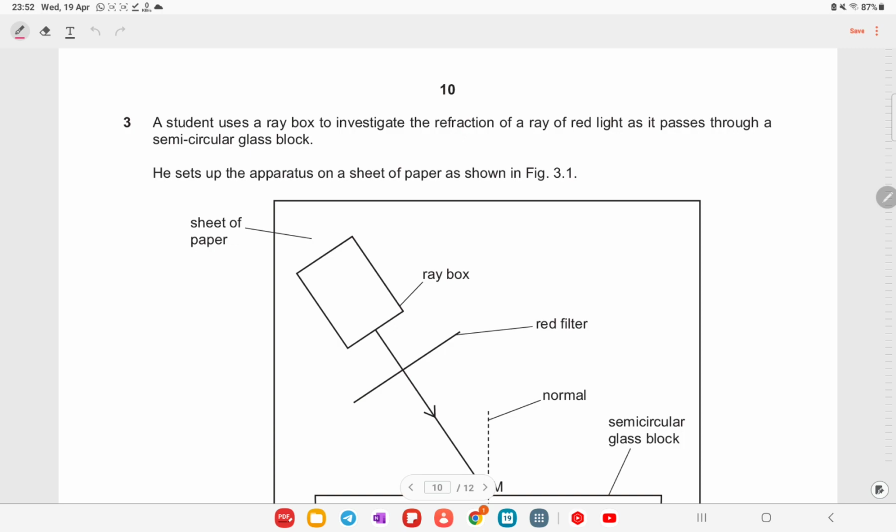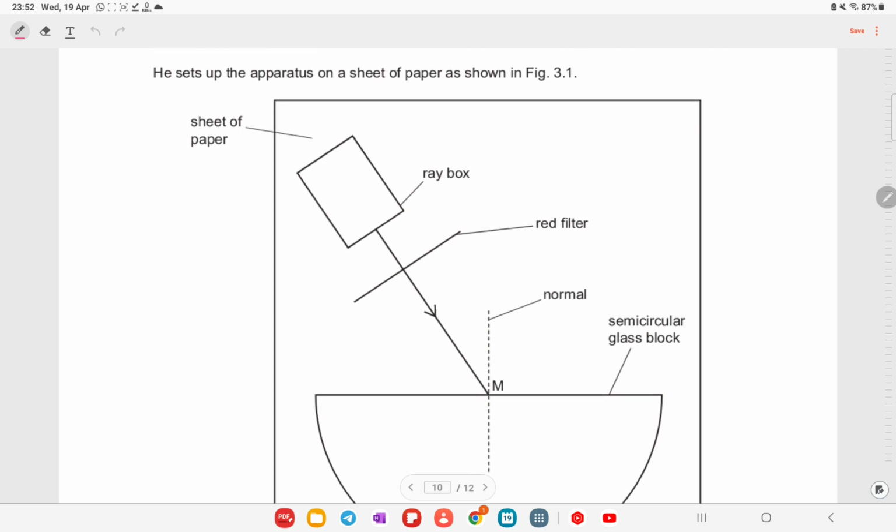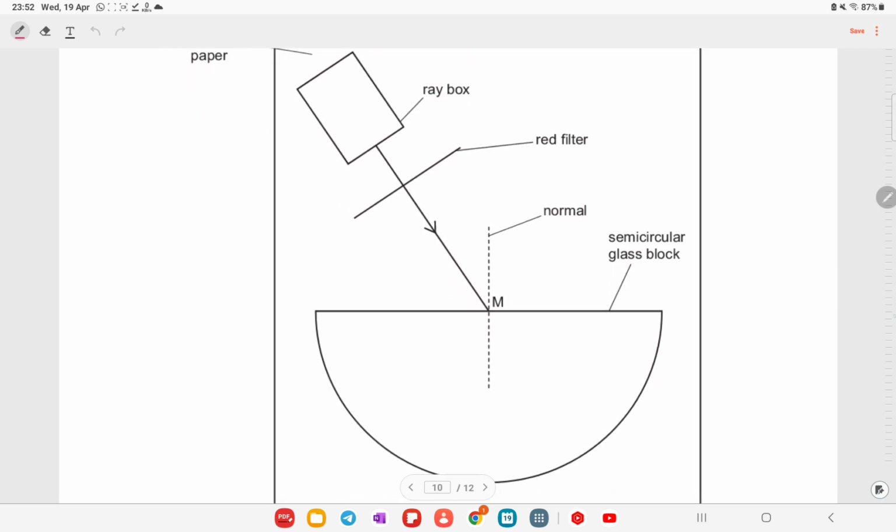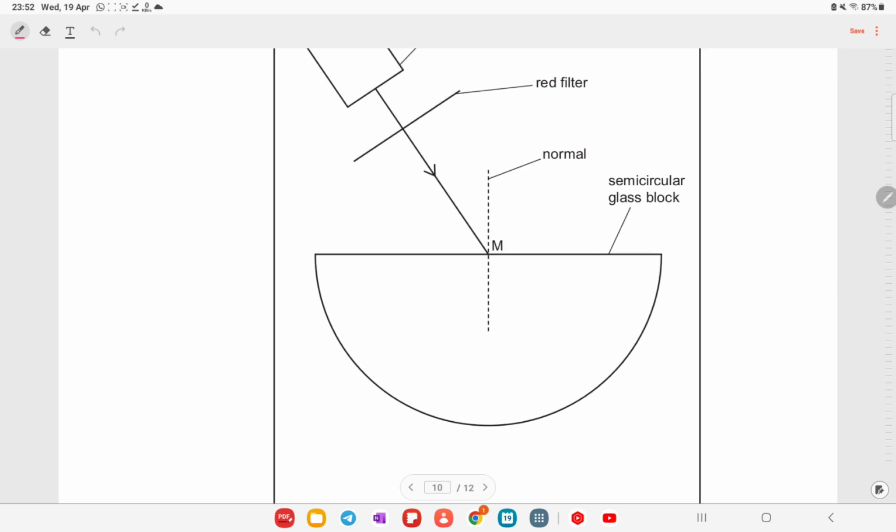A student uses a ray box to investigate the refraction of a ray of red light as it passes through a semi-circular glass block. He sets up the apparatus on a sheet of paper as shown in figure 3.1. This is the sheet of paper. There is a ray box. There is a red filter and a semi-circular glass block.